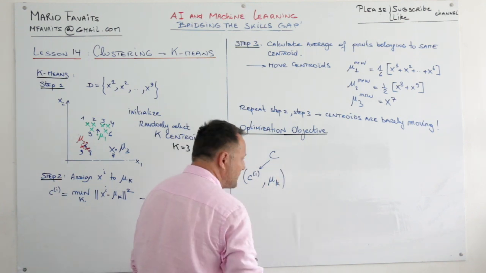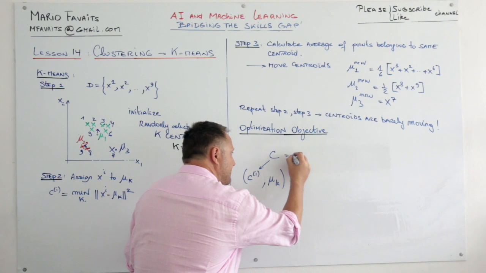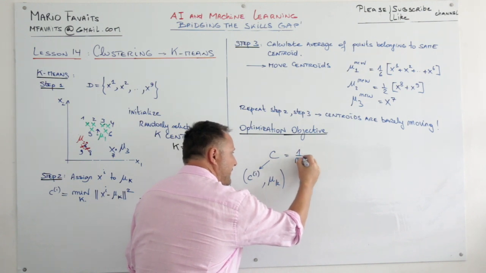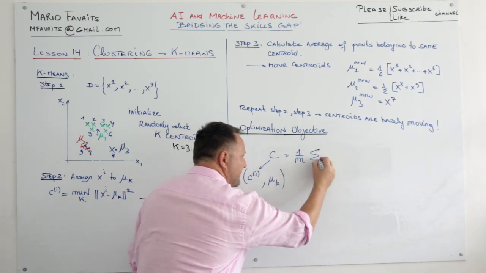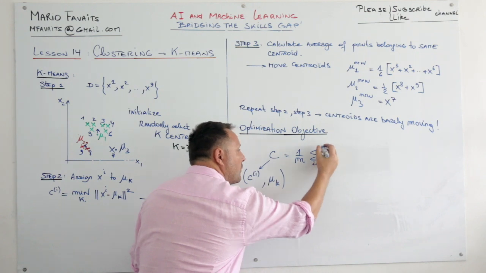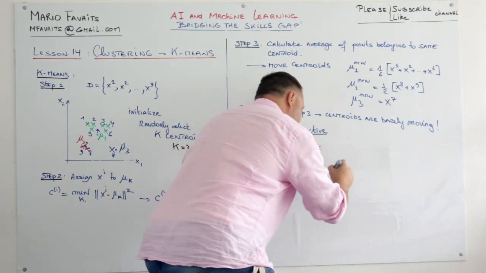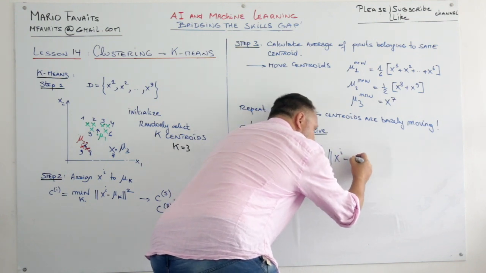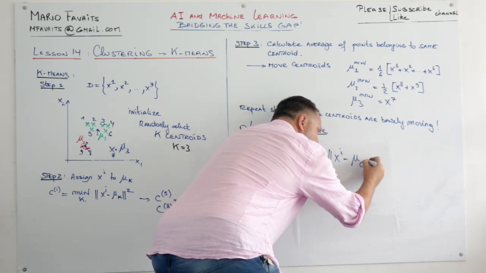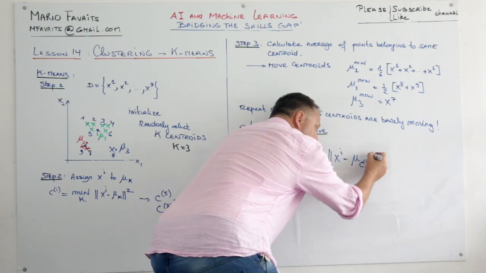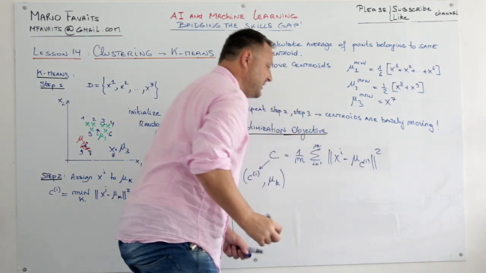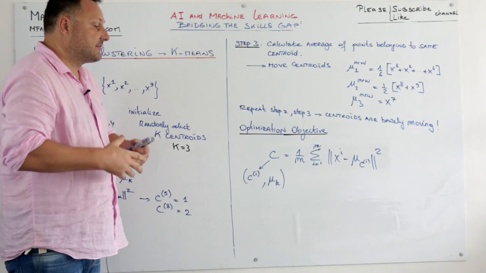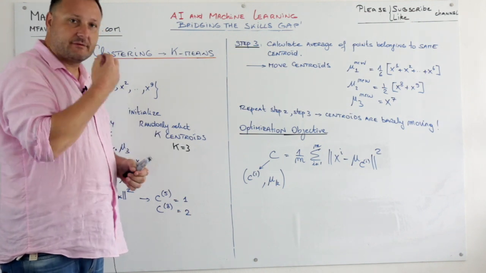This is the centroid k. And it's not so difficult. It's again 1 over n when you have n samples. And here i is going from 1 to n. And then we take the distance between your point x_i and the cluster that x_i is assigned to, and we square. It's quite intuitive and quite obvious.